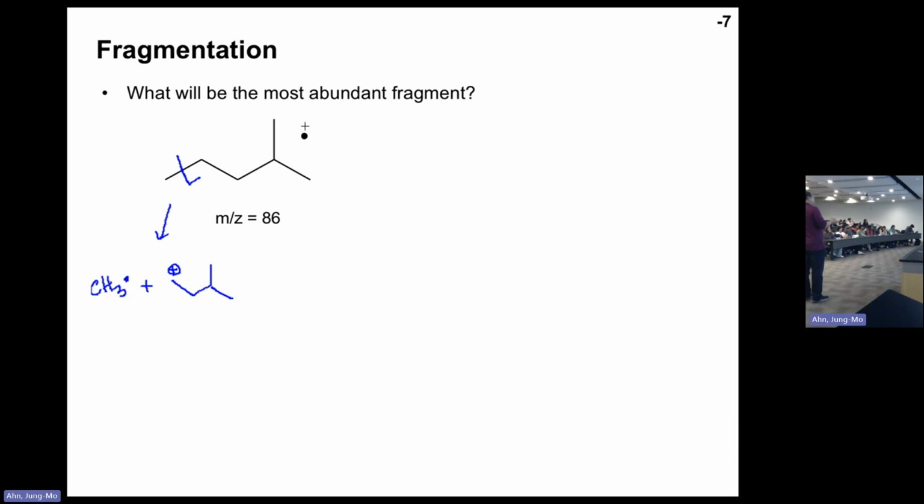This whole thing, the cation there, is going to make a 1, 2, 3, 4, 5 pentyl cation, right? So that will show. We can also break that one. If we break that one, we get the ethyl radical, and then we get this butyl cation. Between these two, which process is favored? Are they going to make a pentyl cation or make a butyl cation?